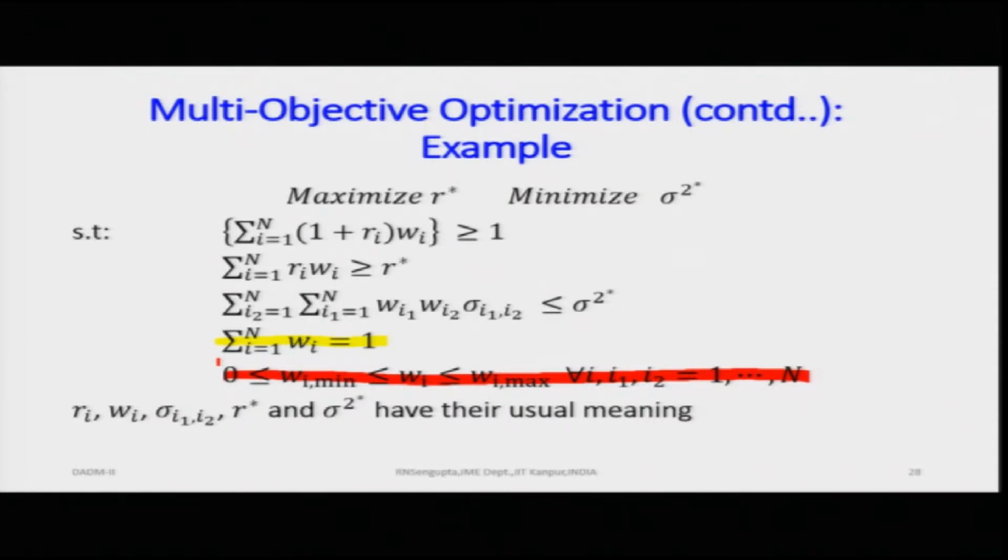Now, to make it a little bit more realistic, what you can have is the weights for each would be bounded by their minimum value and the maximum value. So, say for example, W1 will be bounded below by W1 minimum and bounded above by W1 maximum. That means, there are some values corresponding to W1 between which W1 value has to be.